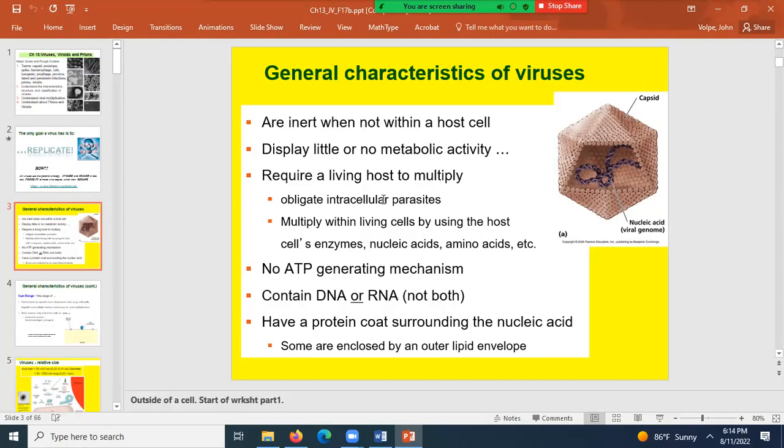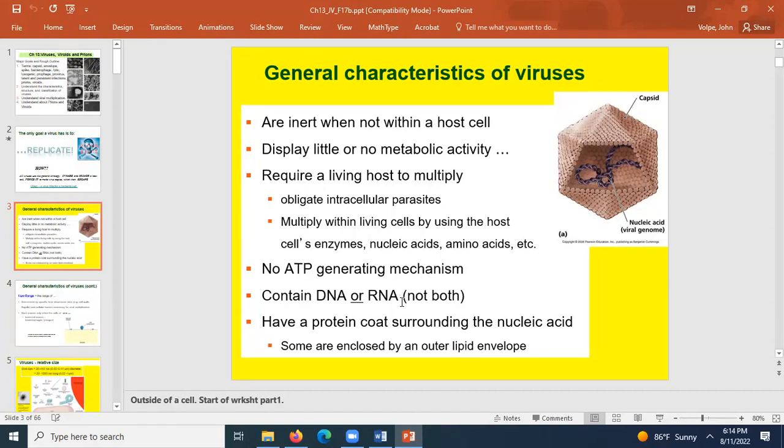Viruses multiply within a living cell by using the host cell's enzymes, nucleic acid, amino acids, and ATP. In fact, viruses have no ATP generating mechanism. They simply use the ATP that is in their host cell. Viruses contain DNA or RNA as their innermost molecule, which is their genome, but they never contain both. So viruses have a genome either of DNA or RNA, but never both.